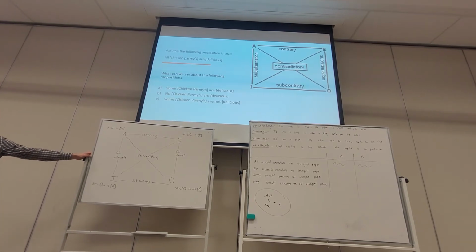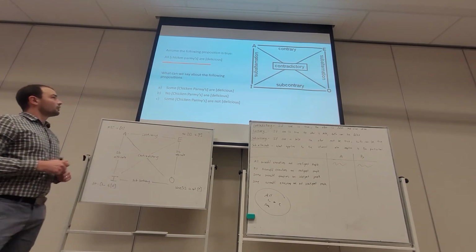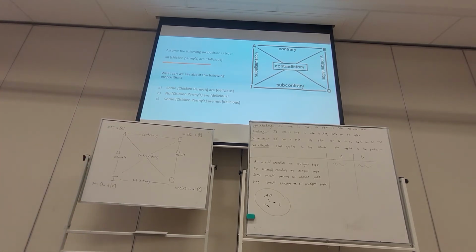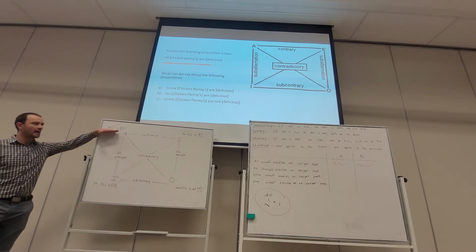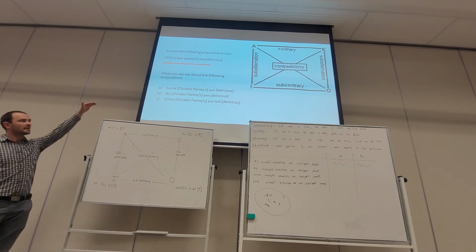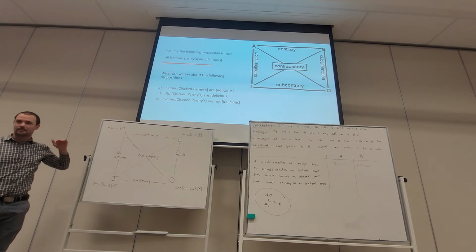Okay, so here's where we're getting to the crux of what we're going to be working on today. We're going to try and use the square of opposition to see what it says about the three propositions that follow. So this is our claim. All chicken parmies are delicious. Okay, so universal agreement in the classroom here. What can we say about the following propositions? So we're starting with an A proposition. What can we say about these ones, A, B, C?